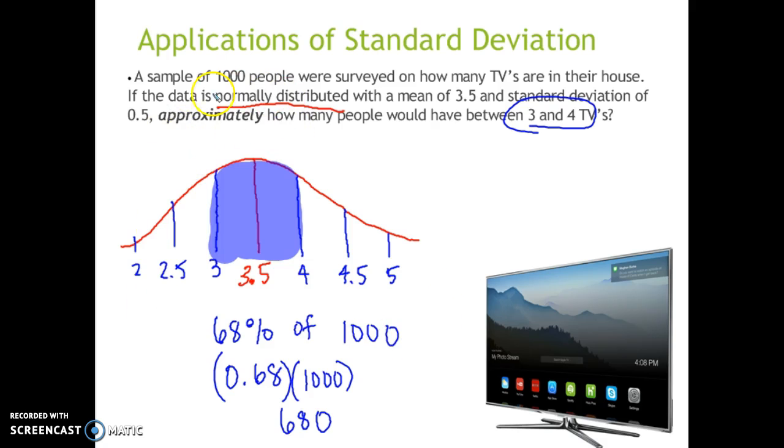It's approximate because that's not necessarily the case, but because it's normally distributed, we can use the empirical rule to estimate.